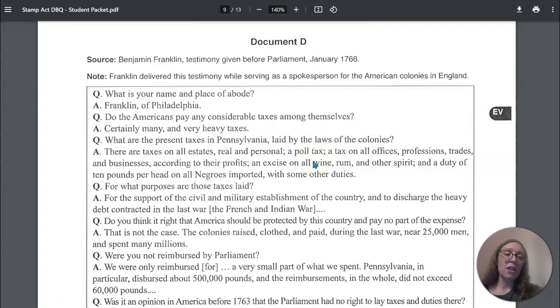I've decided to use a part of document D as my second quote. I'm looking here where it says, the colonies raised, clothed, and paid, during the last war, nearly 25,000 men and spent many millions of dollars.